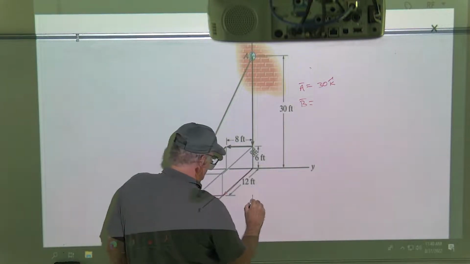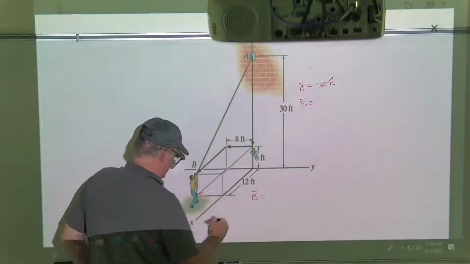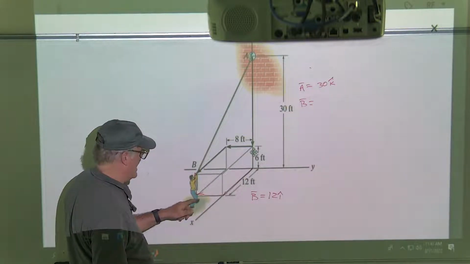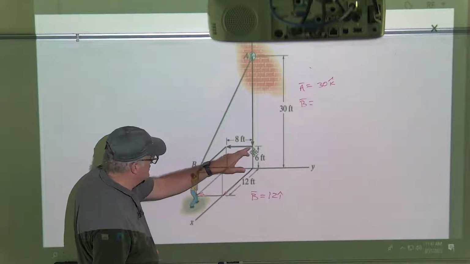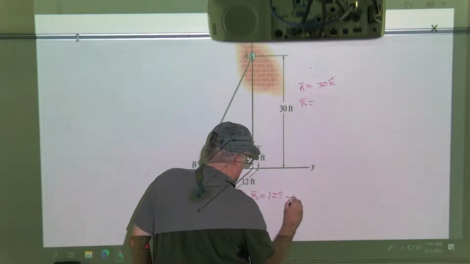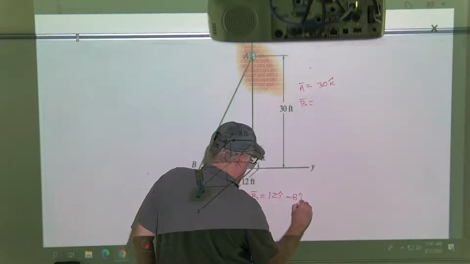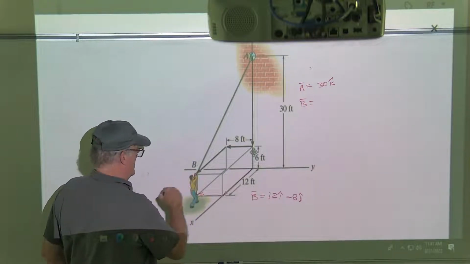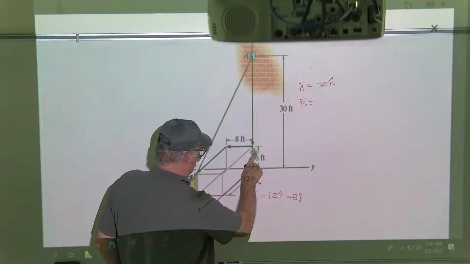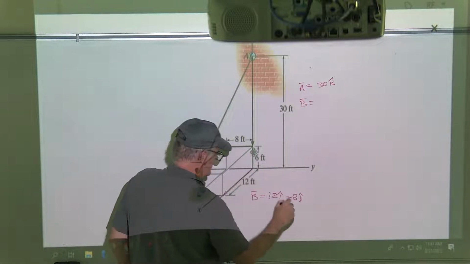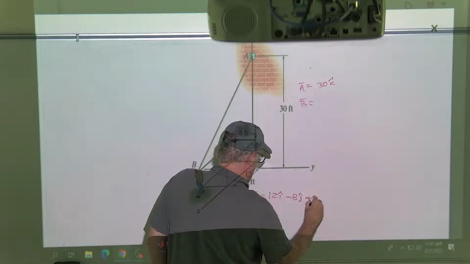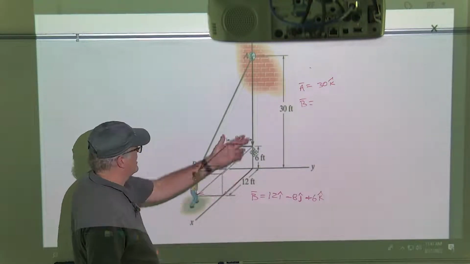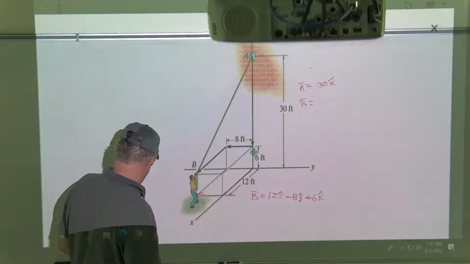So if I went to B, running out the X, I would go 12 out the X, minus 8 out there, and then you got to go up 6. That little thing is confusing. I think that's where the mouse is sitting. And there you go. Sorry, I wrote the B there, but then I wrote it there as well.